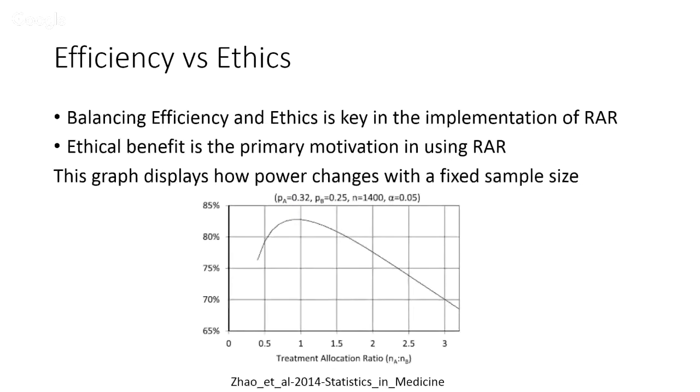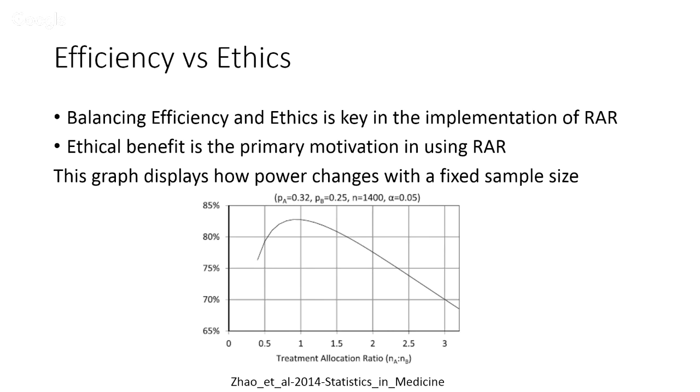So here I'll talk a little bit about efficiency versus ethics some more. Below, you can see a figure, and this figure displays how power changes with a fixed sample size as the allocation ratio of treatment A to treatment B increases. In detecting a difference at a significance level of 0.05, with the observed binary success probability of 0.32 for treatment A and 0.25 for treatment B, the power changes quite significantly with the ratio.